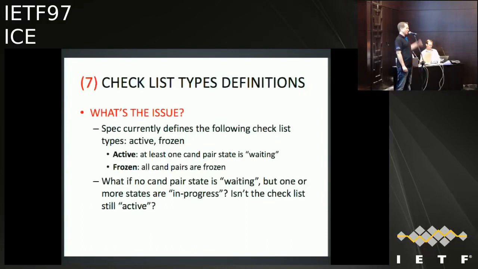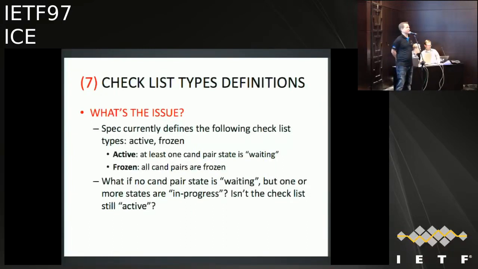It's a little messy when you read this, because you have the candidate pair states, you have the checklist state, you have the ICE session state, then you have these types of checklists, and then you have these queues, the triggered check queue. But that's really not the point. This was more just about the definition: assuming we're going to keep the active checklist, it should also cover when a candidate pair is in progress.